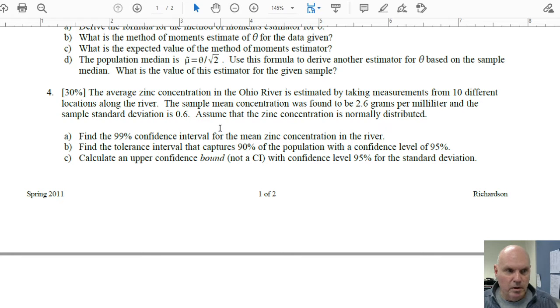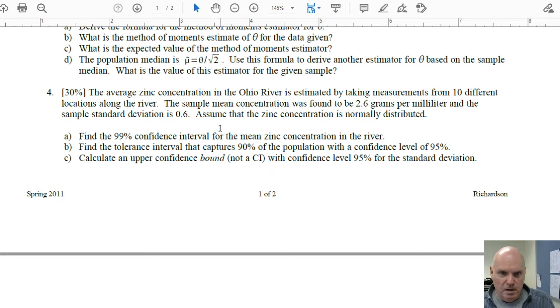Okay, problem 4 here comes from chapter 7, which dealt with interval estimates as opposed to point estimates. So in this particular problem, we're given that the average zinc concentration is estimated by taking measurements from 10 different locations. You're given the sample mean and the sample standard deviation. You're told to assume that the zinc concentration is normally distributed.